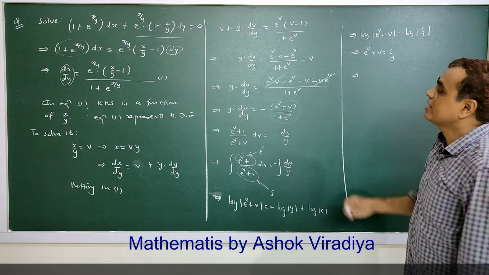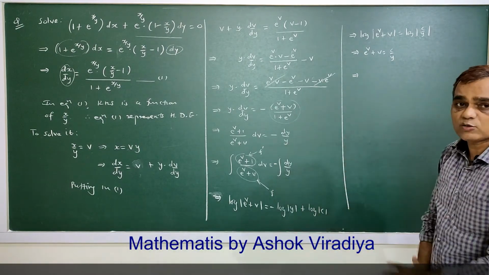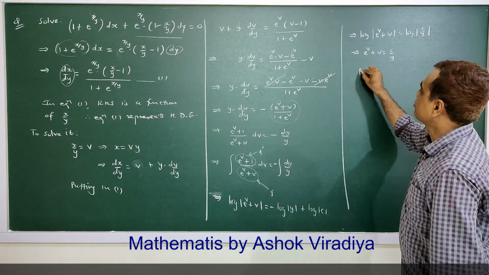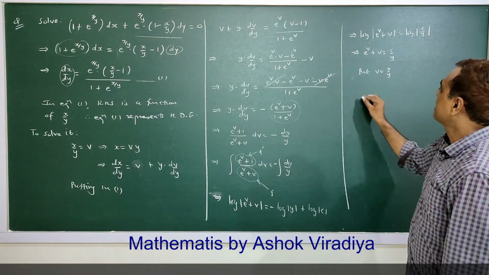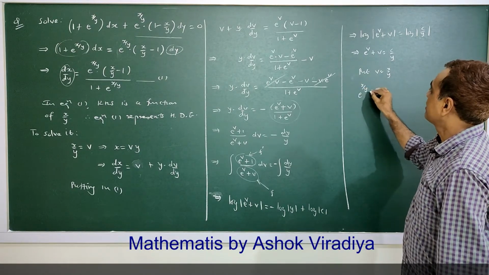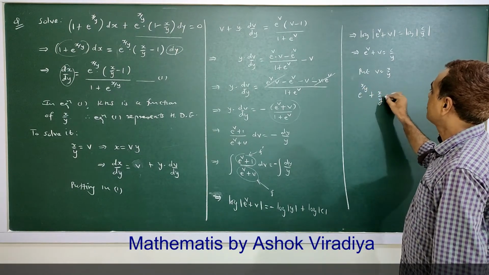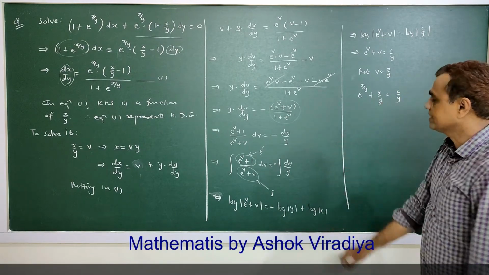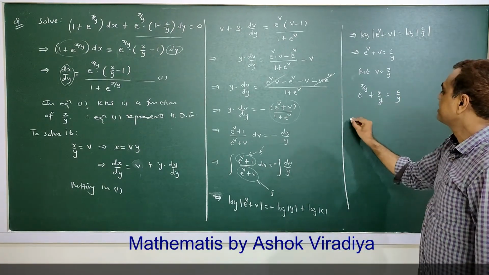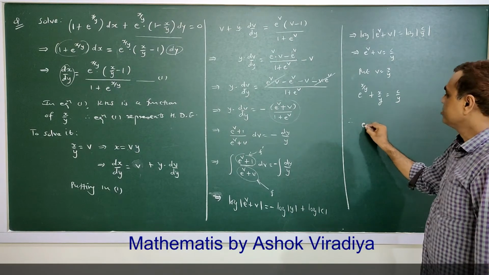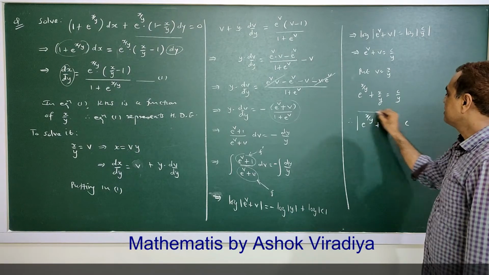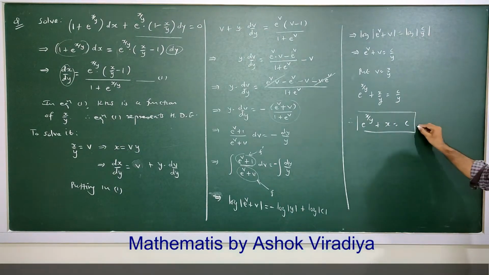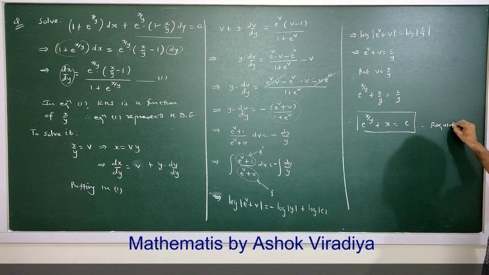Now putting value of v, what is v? v is x by y. So putting v equal to x by y, we get e raised to x by y plus x by y is equal to c by y. Now multiplying this equation by y, e raised to x by y plus x equal to c. This is required general solution.